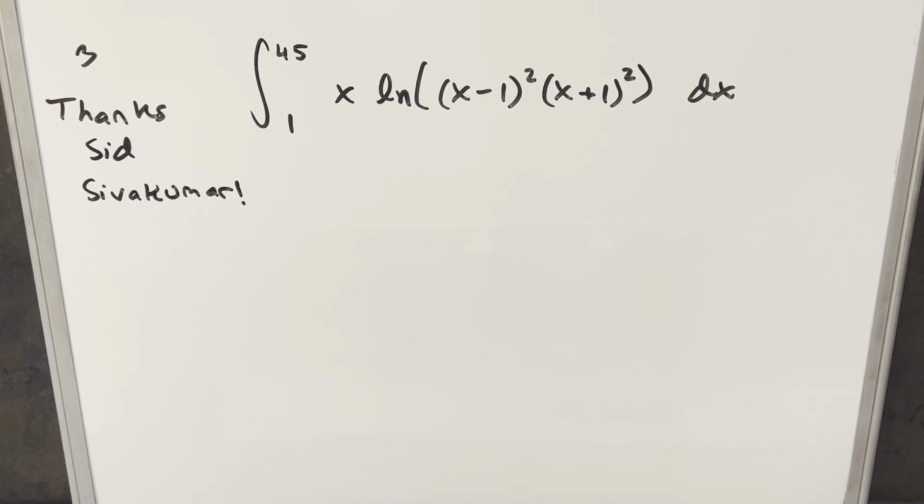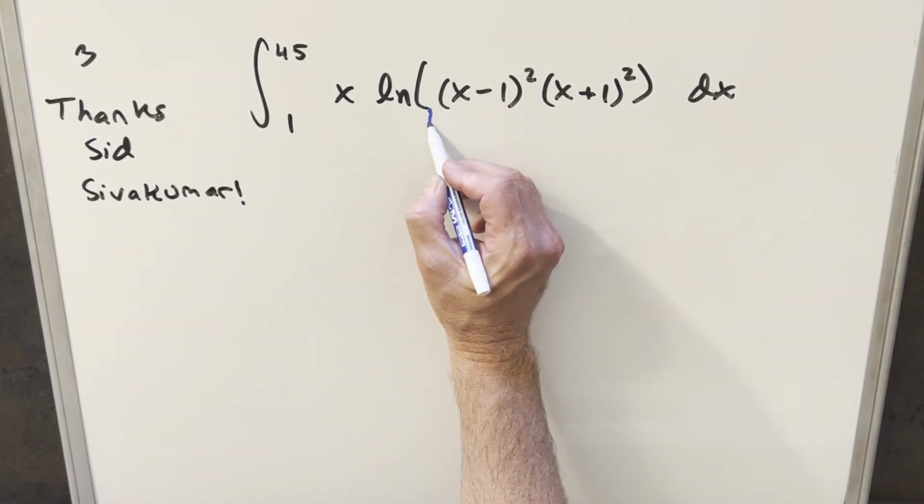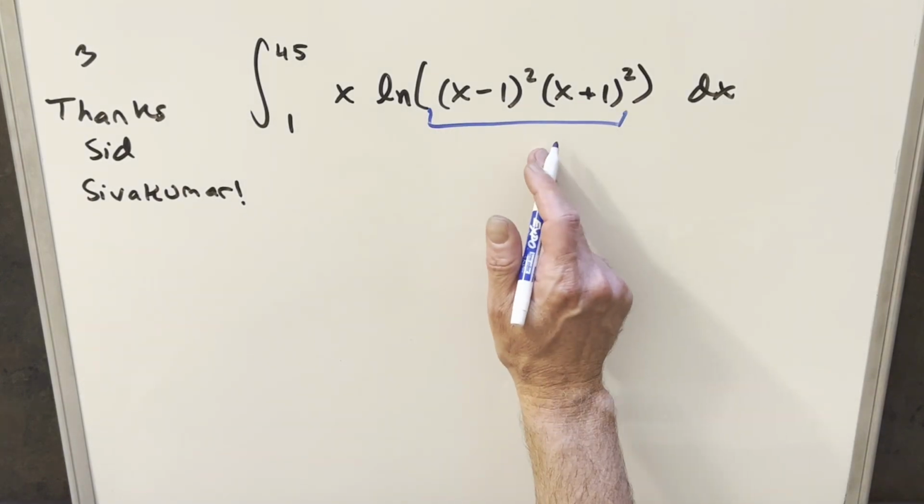Okay, we have another interesting integral. This one was suggested by Sid. We have the integral from 1 to 45 of x times the natural log of (x minus 1) squared times (x plus 1) squared dx. This one was pretty unique looking, especially with everything going on inside the natural log here. And I think that's where I want to start.